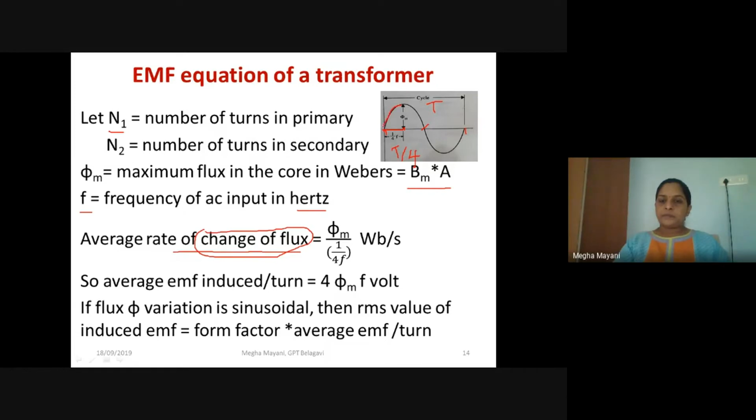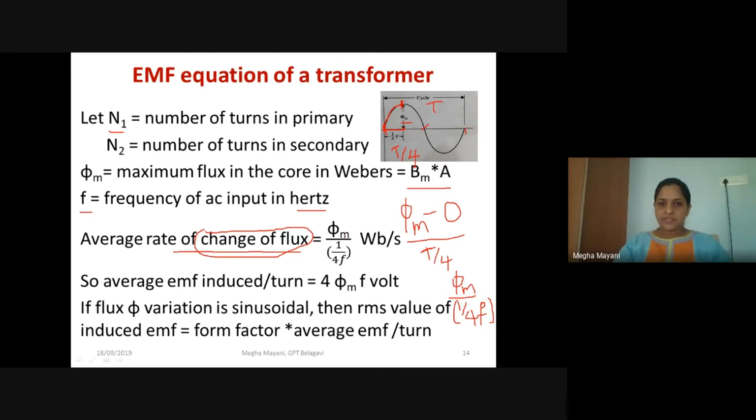So if you want to calculate the change of flux, if we consider the quarter cycle, the change of flux is from 0 to phi m. So if you write the change of flux, it will be phi m minus 0. Or if you want to calculate the average, then divide by the base, that is T by 4. If I try to represent the T in terms of frequency, then T is 1 by f, so you get phi m by 1 by 4f. So I hope this term is clear with you.